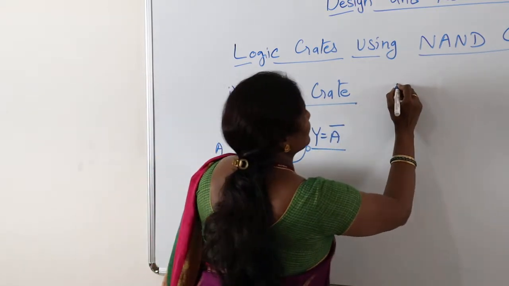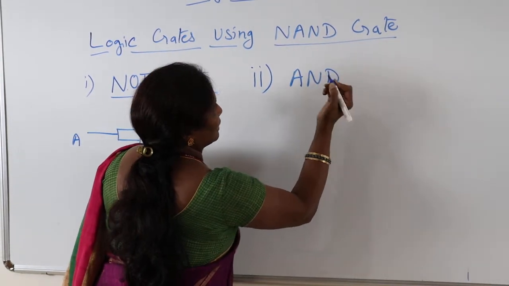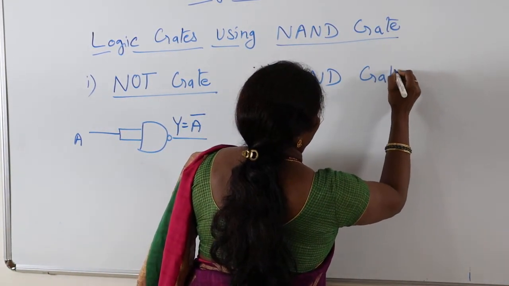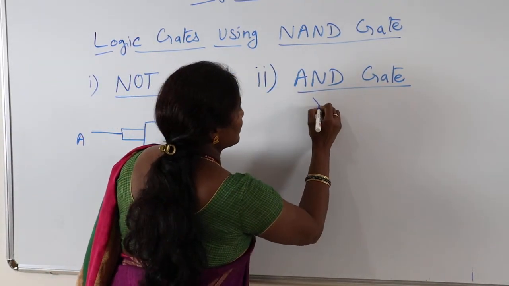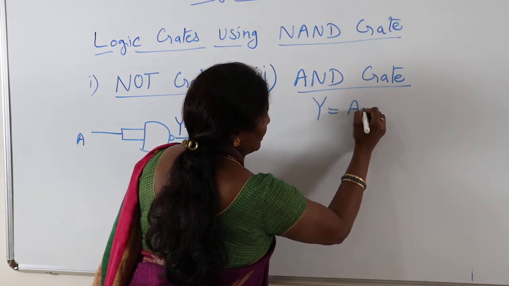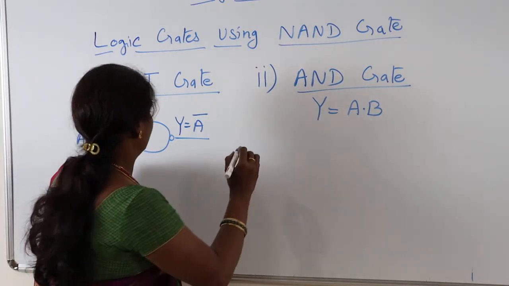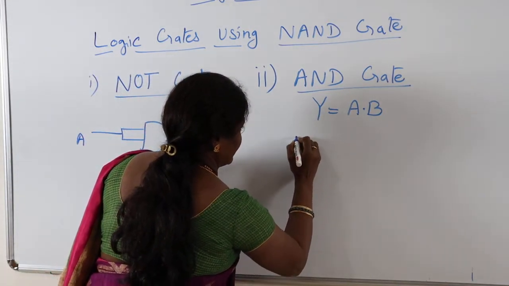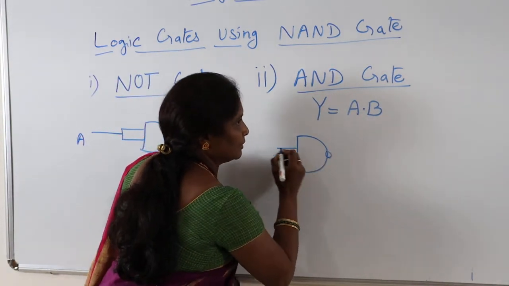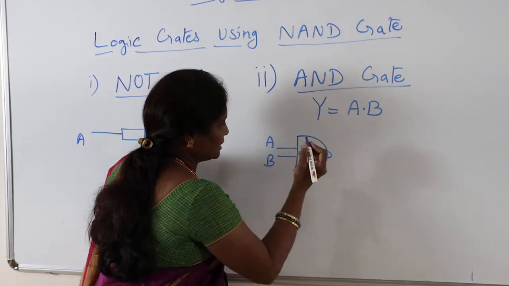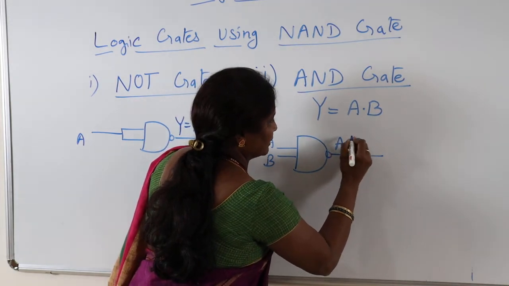Okay. So the second one is the AND gate. AND gate expression is Y is equal to A dot B. So if we use a two input NAND gate, A and B are the two inputs, and the output of the NAND gate is A dot B whole bar.